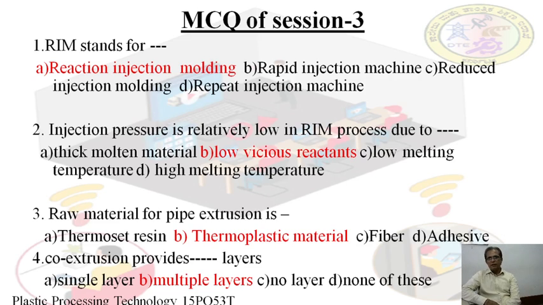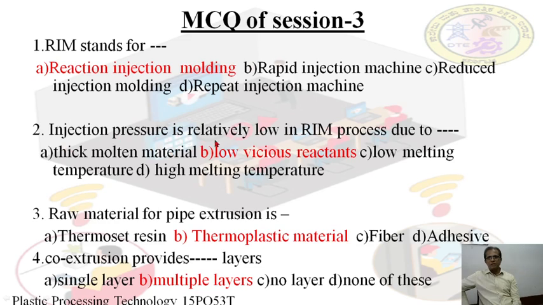Now it is time to discuss multiple choice questions. RIM stands for: A. Reaction injection molding, B. Rapid injection machine, C. Reduced injection molding, D. Repeat injection machine. RIM stands for reaction injection molding. Just now we have come across this RIM.